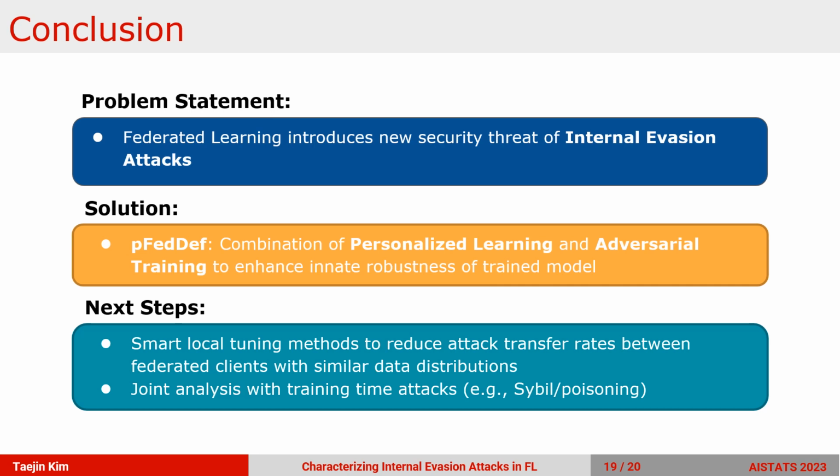The next steps for this project include ideas such as smart local tuning methods to reduce attack transfer rates between personalized clients with similar data distributions and thus similar models. We also want to perform a joint analysis with training time attacks. How does the evasion attack success rate change when certain participants of federated learning perform other types of attacks, such as Sybil or poisoning attacks, simultaneously?